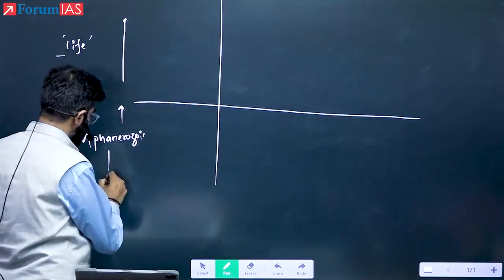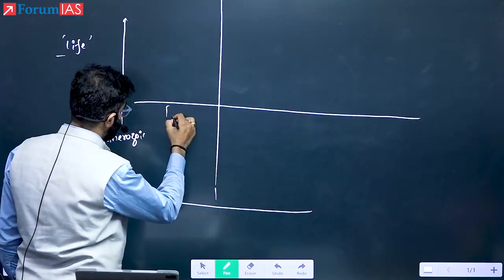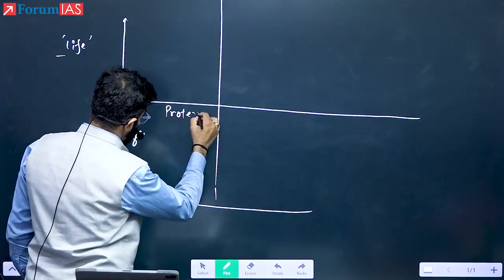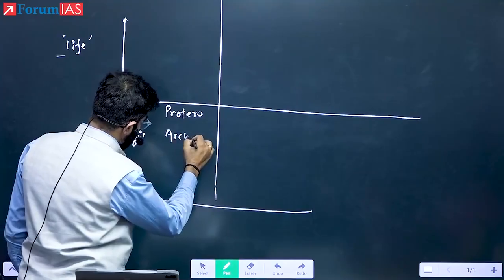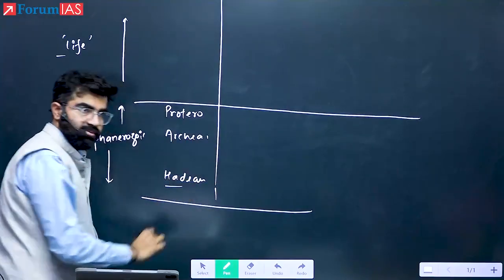This is Phanerozoic. Precambrian will have 3 eons. What are these 3 eons? Proterozoic, then Archean, then we have Hadean. Okay, please try to understand this classification.